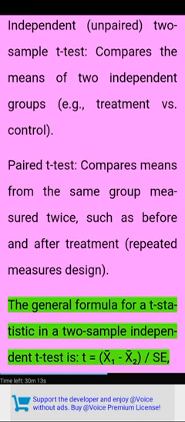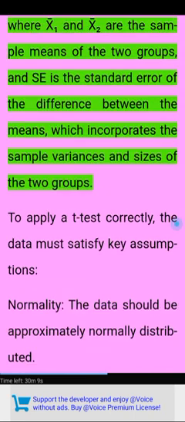The general formula for a t-statistic in a two-sample independent t-test is t = (x̄1 − x̄2) / SE, where x̄1 and x̄2 are the sample means of the two groups, and SE is the standard error of the difference between the means, which incorporates the sample variances and sizes of the two groups.